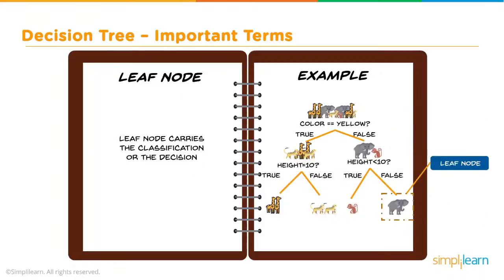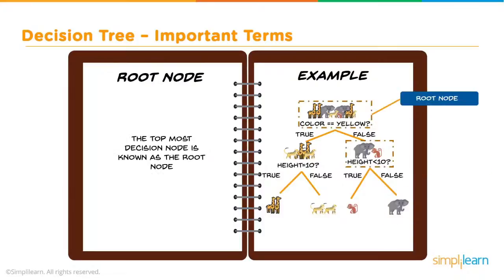Finally, we went over the different parts of our tree, and they call the leaf node. The leaf node carries the classification or the decision, so it's the final end at the bottom. The decision node has 2 or more branches. This is where we're breaking the group up into different parts. And finally, you have the root node. The topmost decision node is known as the root node.